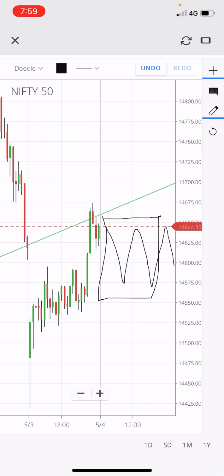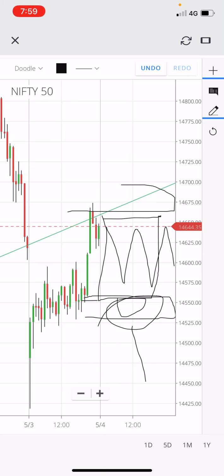So let the market break this 14,550 or 14,525, especially 14,525. Let the market break this area, then you will short the market. And for going long also, let the market stay above this 14,675, then we will go long with a proper stop loss.